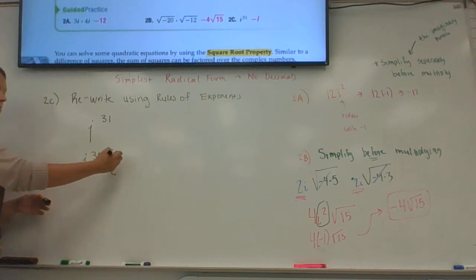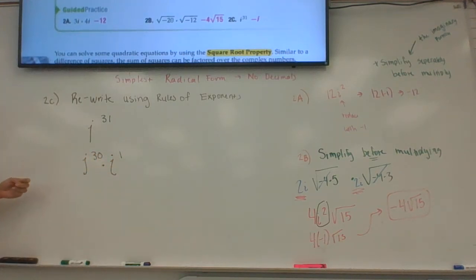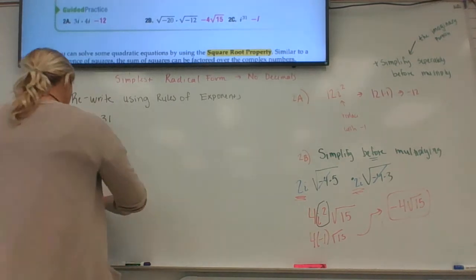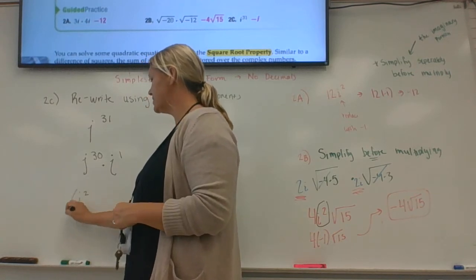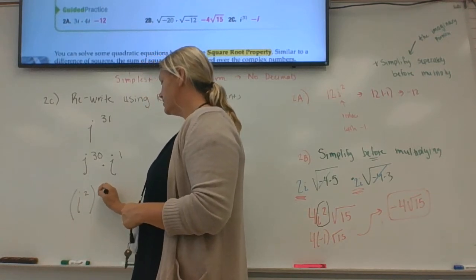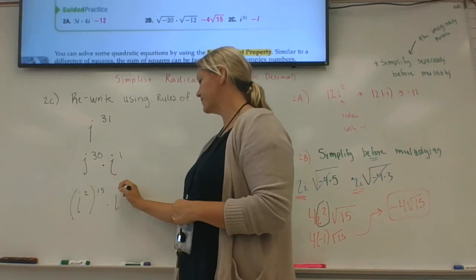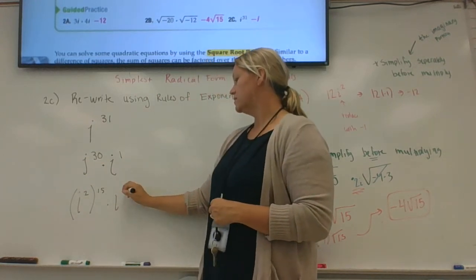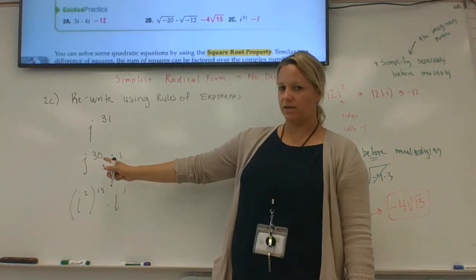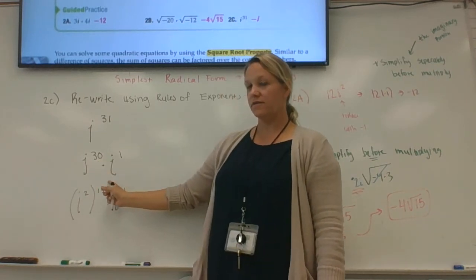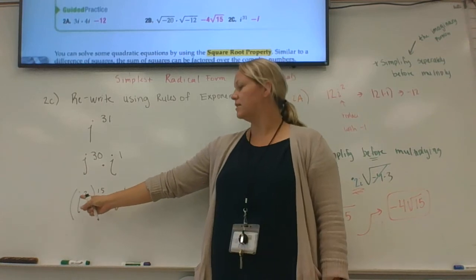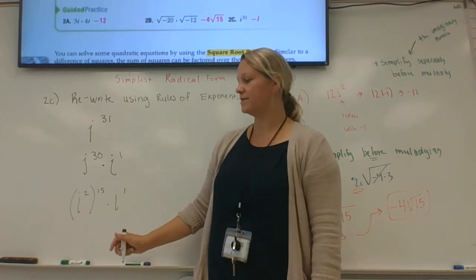This has an invisible 1. When you multiply the same base, you add exponents. These are equivalent. I'm going to do another one. i to the 30th is the same as i squared to the 15th. So I've broken down 30, and instead of having a power of 30, I have i squared to the 15th, and that makes 30, because that's power of power, you multiply exponents.